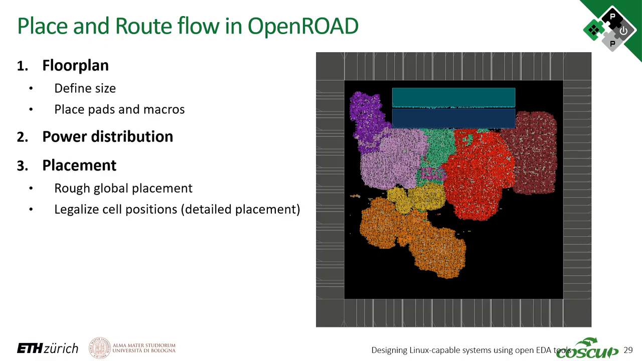And next, we actually place all these standard cells from the netlist on our chip. And this is done in two steps. The first one just places them roughly, clusters them together a bit, and then the second step does the detailed placement, so it actually searches for a legal position for the cell to be and puts it there.